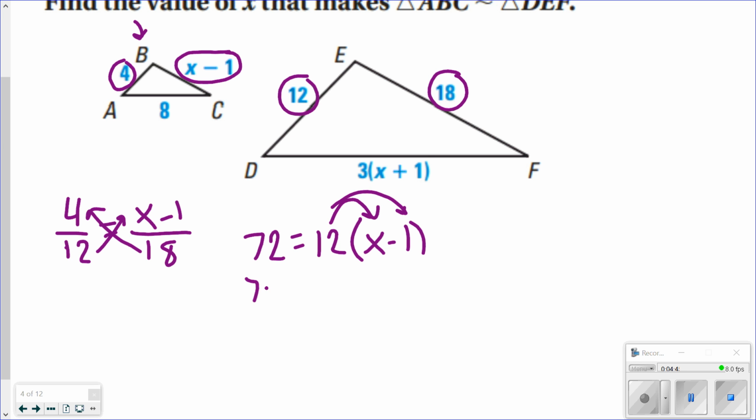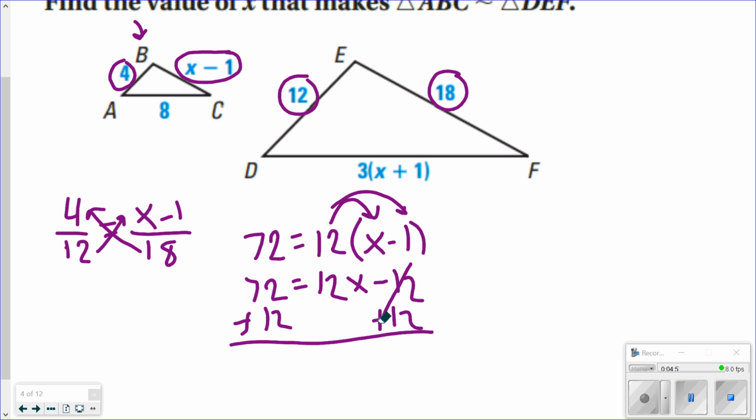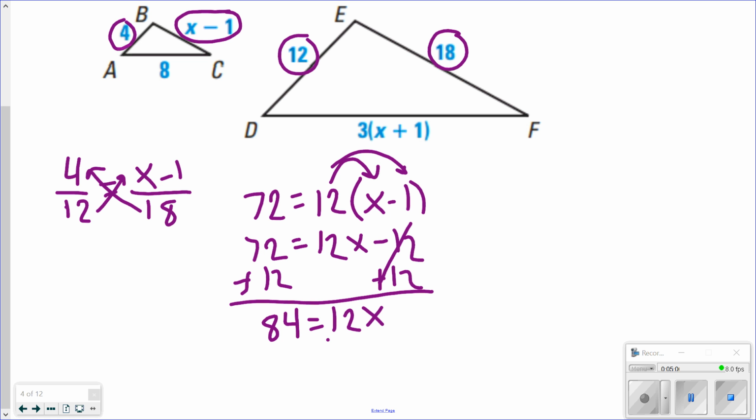So if I simplify this, 72 is equal to 12x minus 12. Add 12 to each side. These cancel. I get 84 is equal to 12x. Divide by 12, divide by 12. And I get that 7 is equal to x.